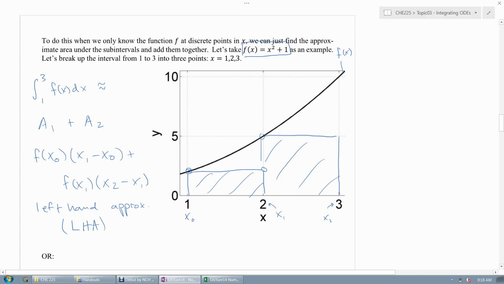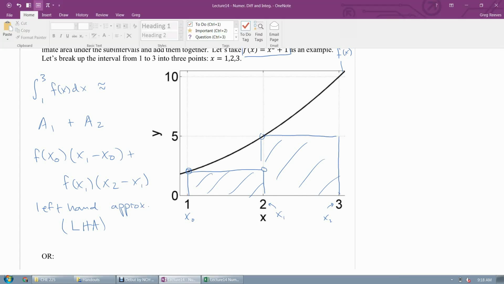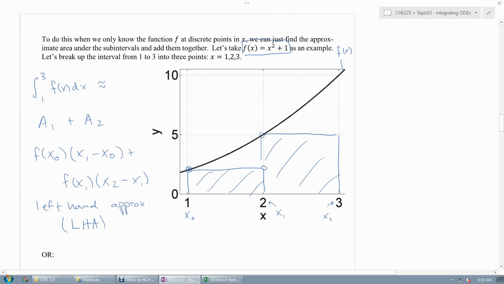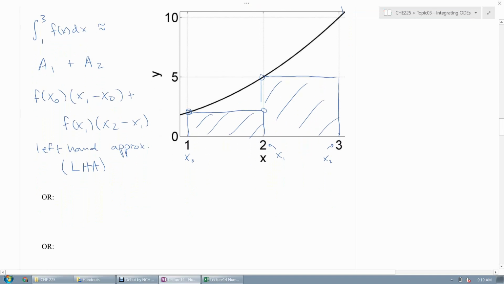This is called the left-hand approximation because we're evaluating the function at the left-hand side of the interval of x, in this case x1 minus x0. We're evaluating the function at the left-hand side of that interval in both cases. So this is the left-hand approximation.